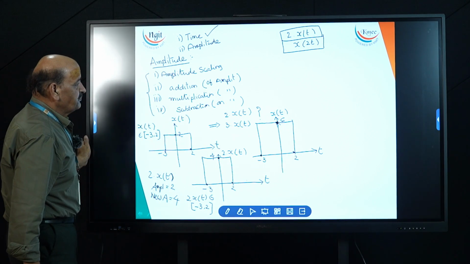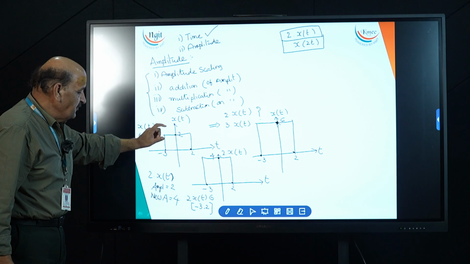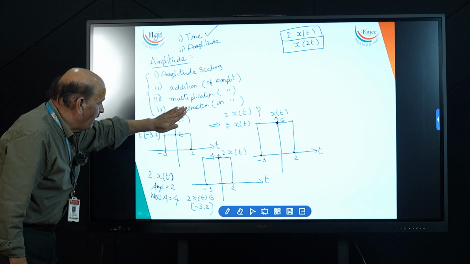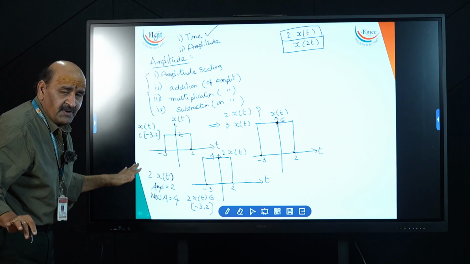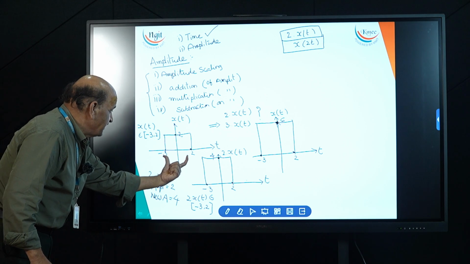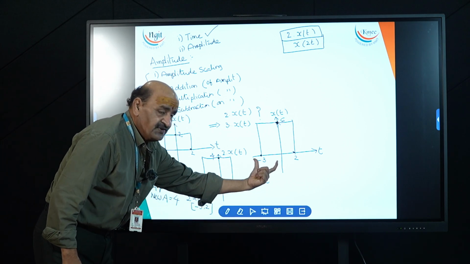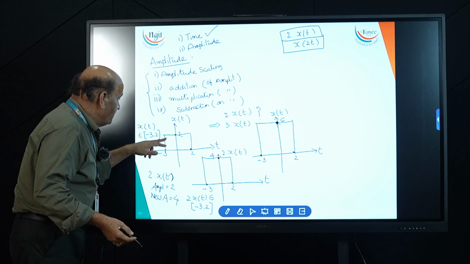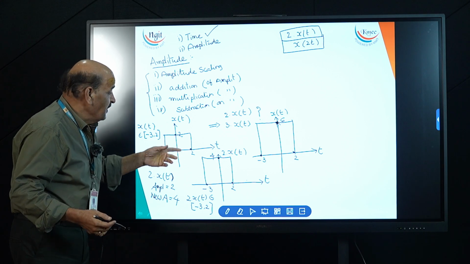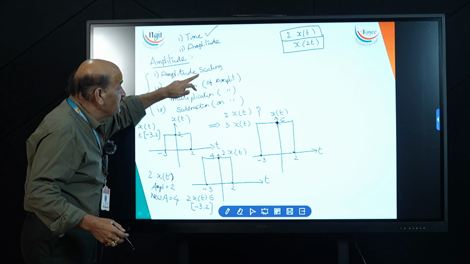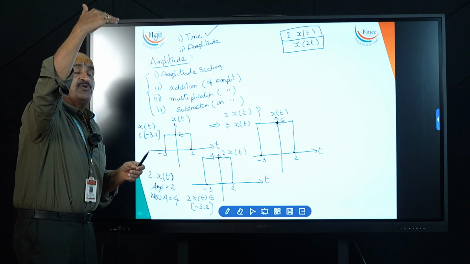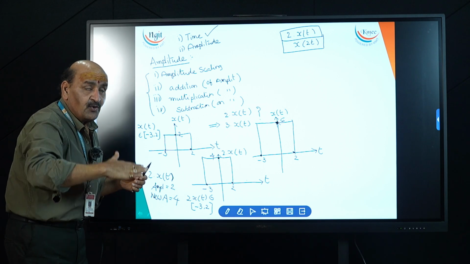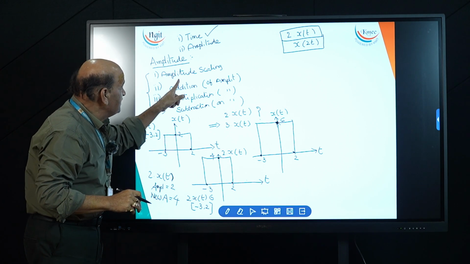Now students have to compare this given signal, this signal and that signal. All these signals, which one is common? The width, -3 to 2. There is no change in the width, but you can experience the change only in terms of amplitude. But what kind of change? Amplitude scaling. Amplitude scaling means multiplication of amplitude, not coming down, only going up. So this is called amplitude scaling.